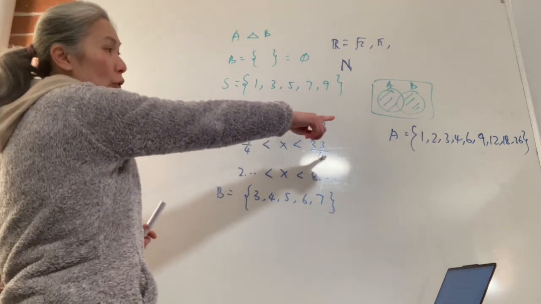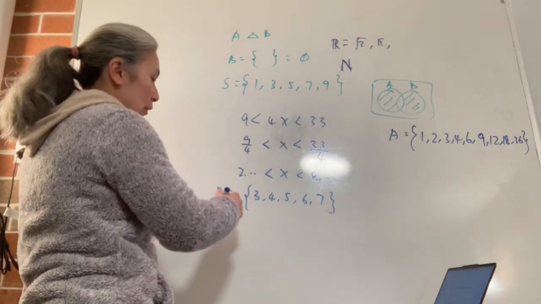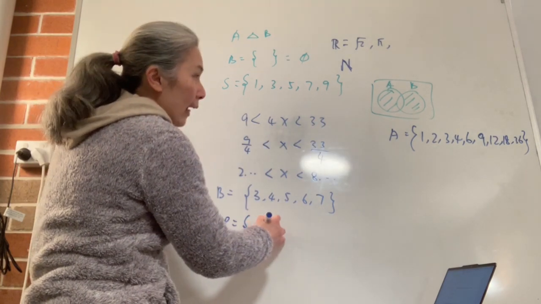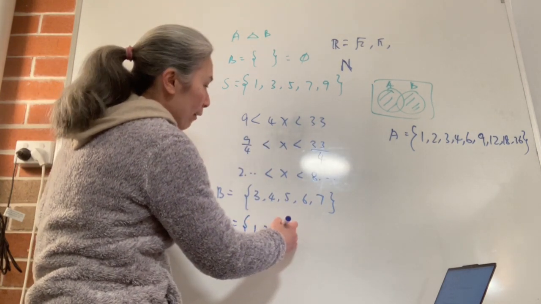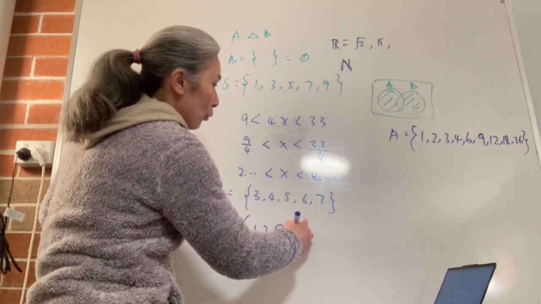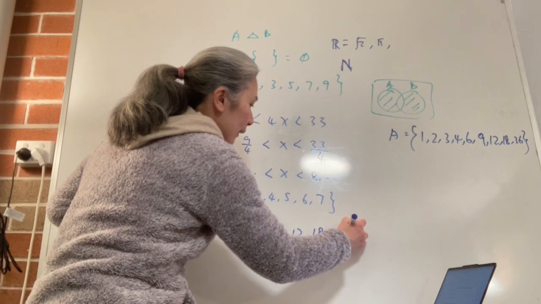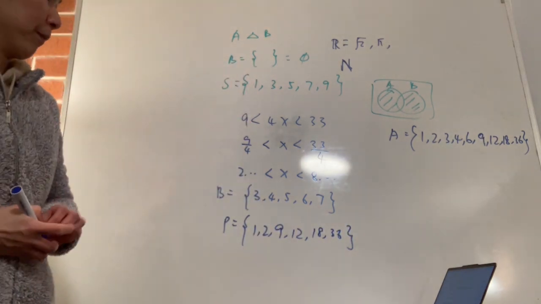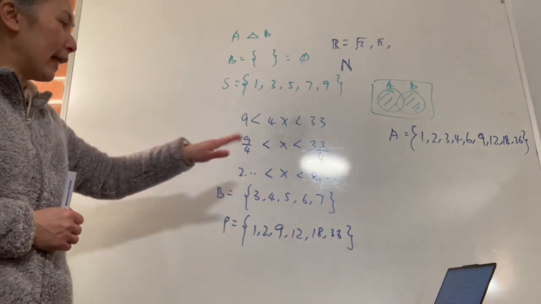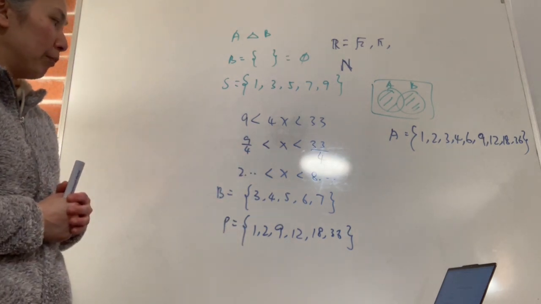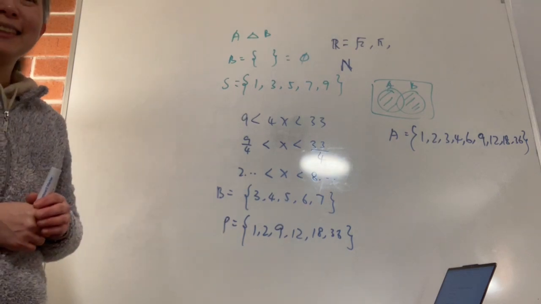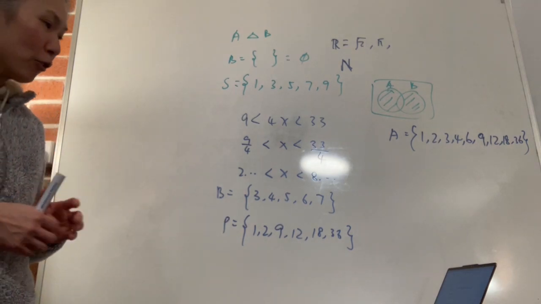So x belongs to A but not in here. That means your P is going to be in there but not in here. 1 is in there, 2 is in there, 4, 5, 6, 9, 12, 18, and 36. All good? Does it make sense? It belongs to A, but it doesn't belong to B. You take out all the ones in B. Okay, making sense? Okay, try question 2.